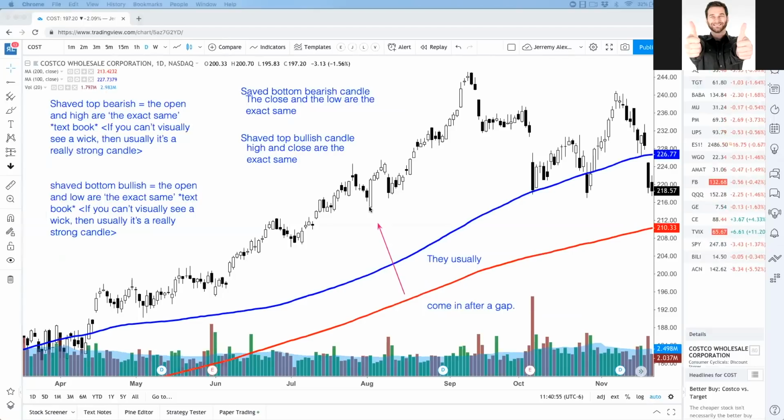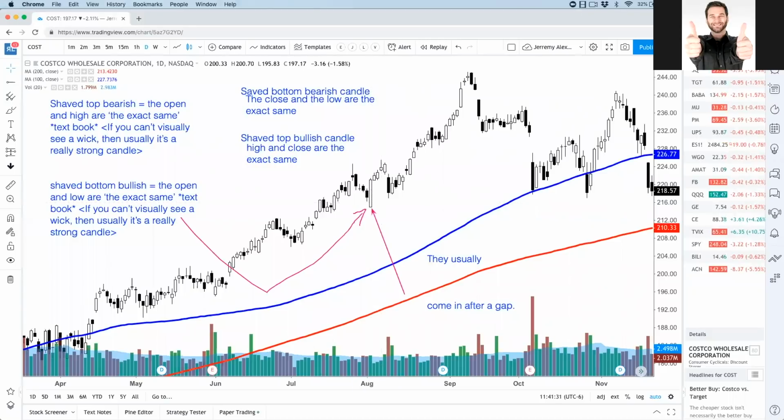Let's talk about this candle right here. This is a shaved bottom candle on Costco, a shaved bottom bullish candle. We can see that it's bullish because it is a white candle. I use black and white for my candles; you can use whatever color you want as long as you know what an up-day candle is. So this is an up-day bullish candle on Costco, and it's a shaved bottom candle because the open and the low are the exact same.